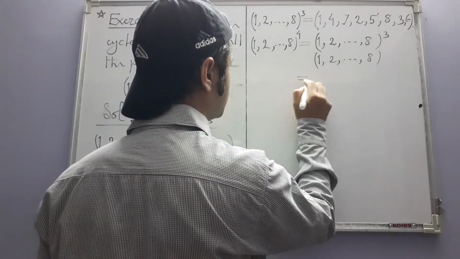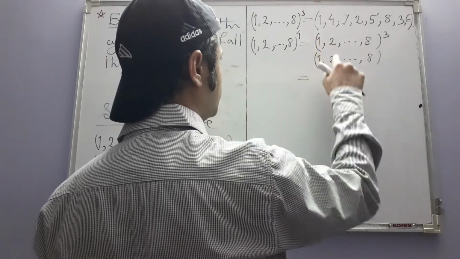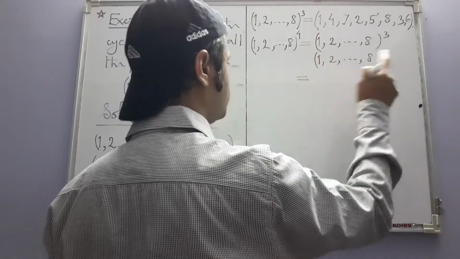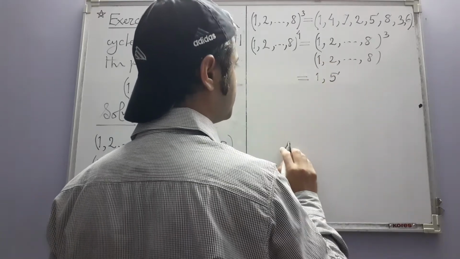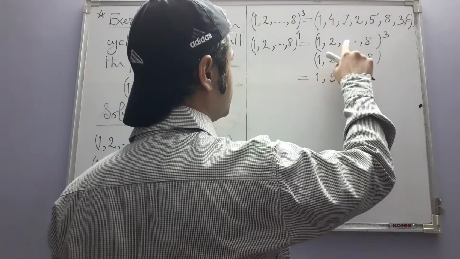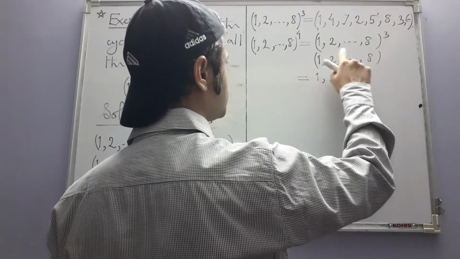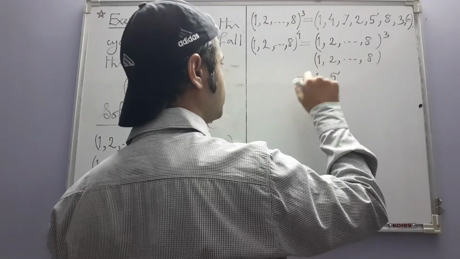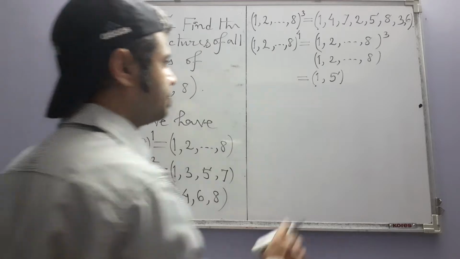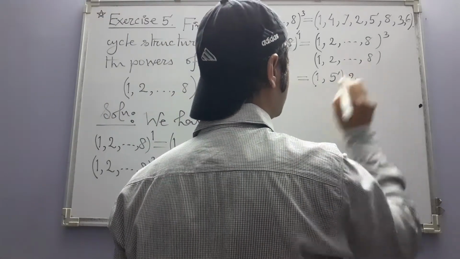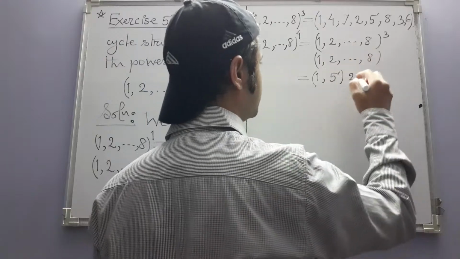That means this we have already calculated, and it sends 1 to 4, and this one sends that 4 to 5. That means 1 goes to 5. Okay. This one sends 5 to 8, and this one takes 8 back to 1. So that means 5 goes back to 1. So we get 1 cycle. And then 2. 2 to 5, 5 to 6.